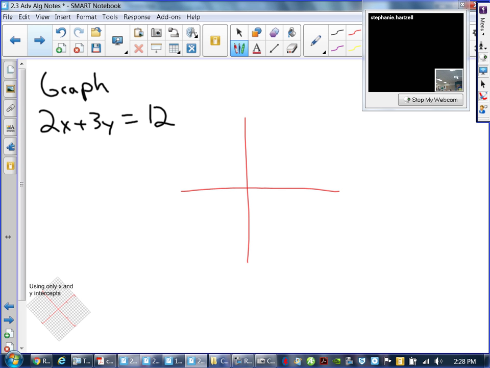cover up the x value, what's your y-intercept? It's going to be at 4. So y-intercept at 4, so that ordered pair is 0 and 4. The other one, the x-intercept, is going to be at 6. 6 and 0.